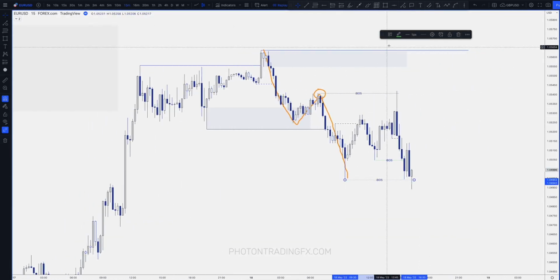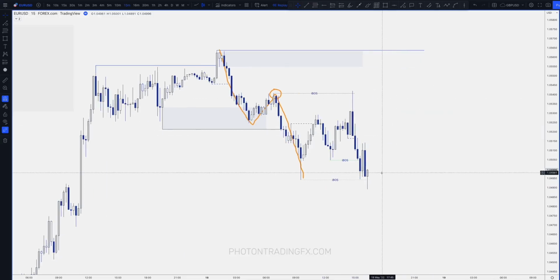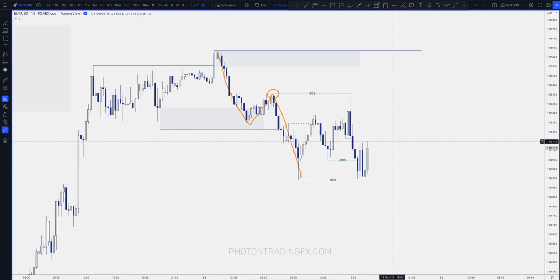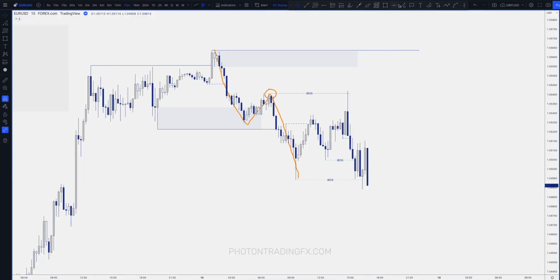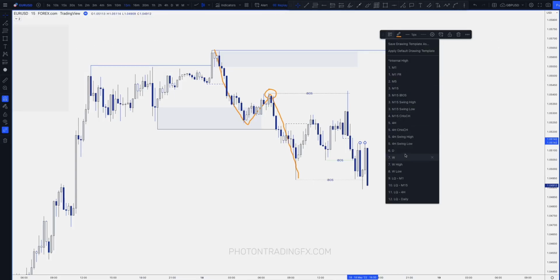So we fail to close below. All right, that's fine. It's not weak yet. We need the structure to switch bullish. Then we get a bullish change of character, but it's just a liquidity grab, right? We still have both the green and orange internal structure as bearish.